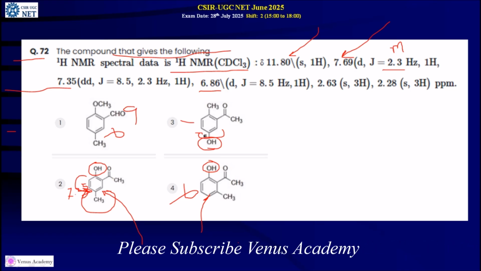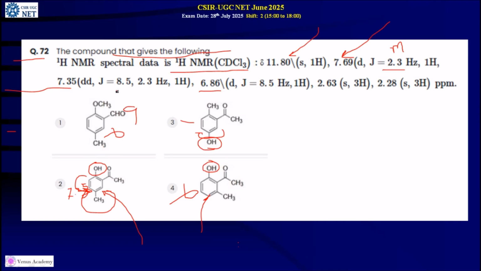This is also possible, but for this compound, adjacent to phenol, it should be a doublet of doublet at 6.86, right? But it is having this adjacent to this methyl de-shielding zone, it is having here. So compound 2 is the correct option, students. Option number 2. Question number 72, option number 2 is the correct option, students.